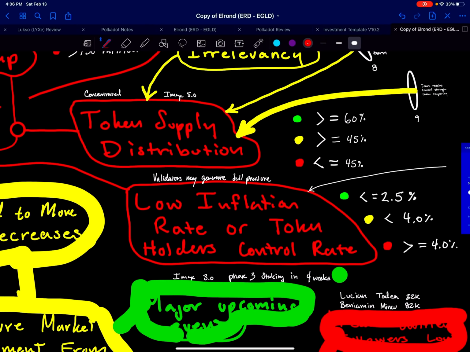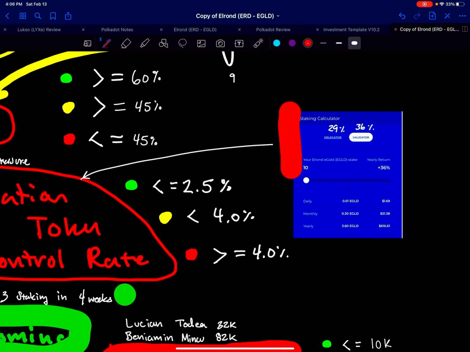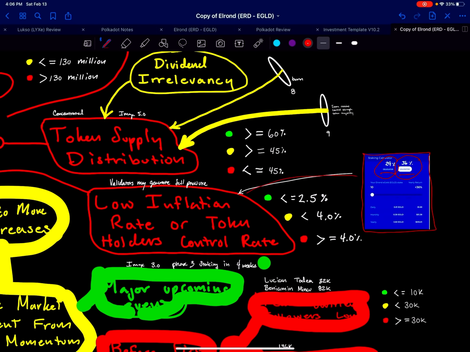Okay, so low inflation rate or token holder control rate. Some people might be bullish about this, but I'm actually not. This is their staking rewards. So if you're a delegator or a validator, you're going to get 36% returns or 29% returns. I do think it goes down if the ratio of tokens staked goes up. But right now, if you are doing this for any long period of time, you're probably going to want to take some profits. So that is a pretty inflationary force. So I put that as an inflationary force.